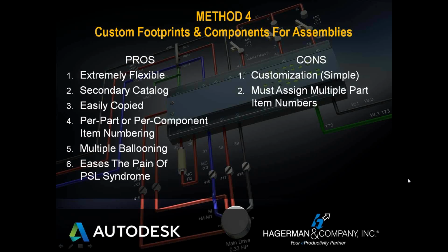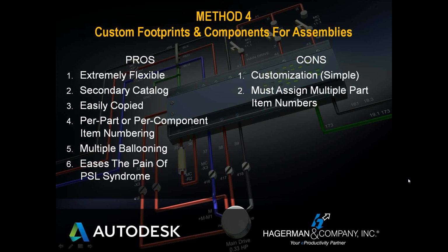So now, pros and cons for method 4, the custom footprints and components for assemblies. The pros: it's going to be extremely flexible. You can use the same footprint, same symbols over and over again with all different kinds of ones that just have different text values being passed to it. You can do it in a secondary catalog. You can also do it in the primary default catalog. It doesn't matter which one. It will work both ways, but you have the capability of doing both.